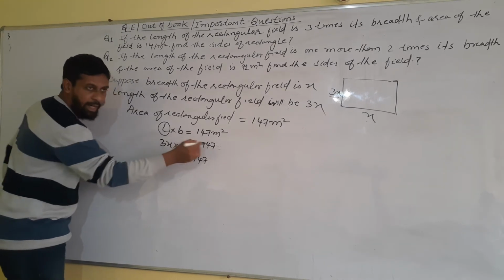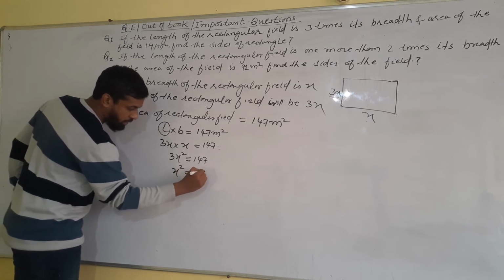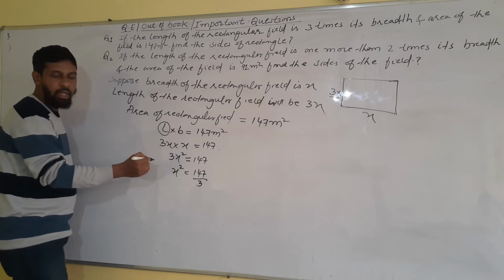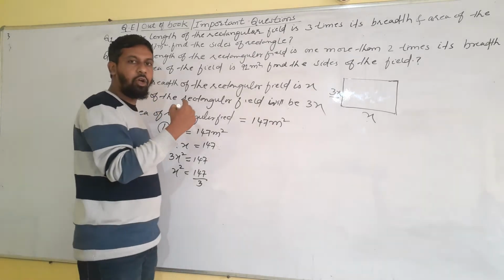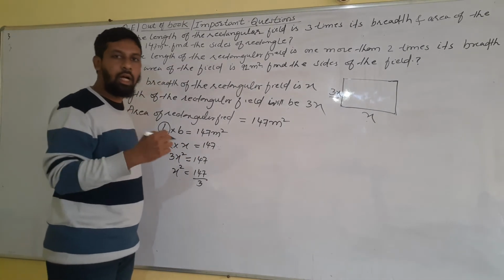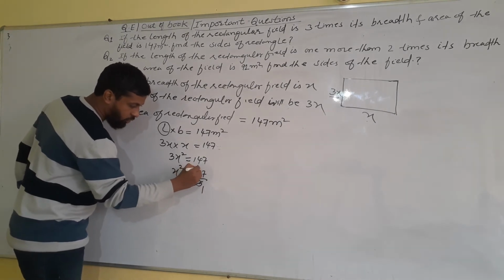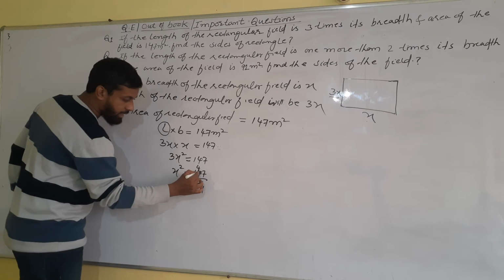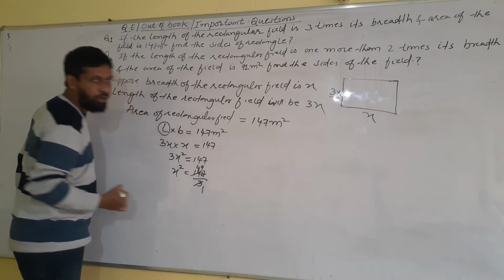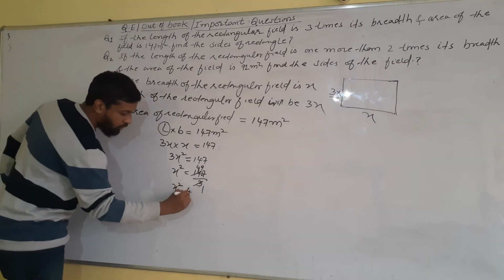Now transfer 3 to the right hand side. When you transfer, it will go to the denominator, divided by 3. It is the coefficient of x square. As I said in my previous videos, when you transfer, the coefficient will go to the denominator. Now dividing: 3 ones are 3, 4 threes are 12, 2 remains, this number will become 27, 3 nines are 27. So x square is equal to 49.